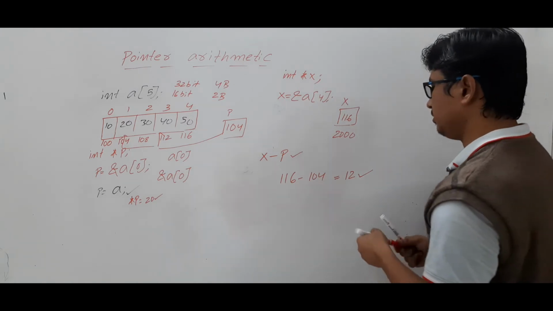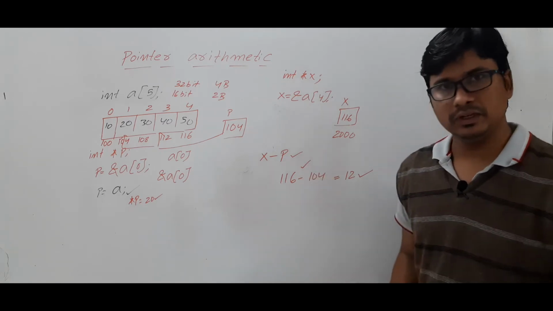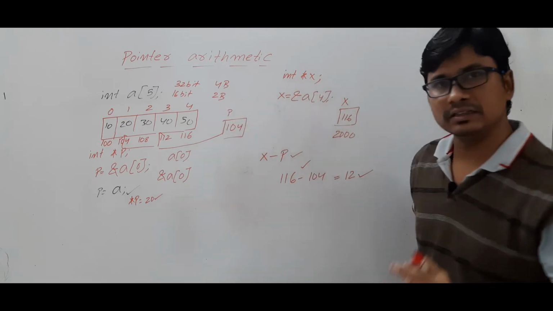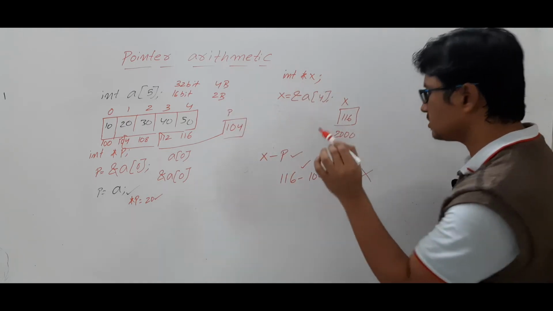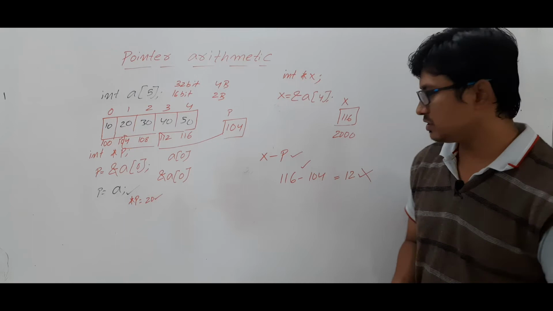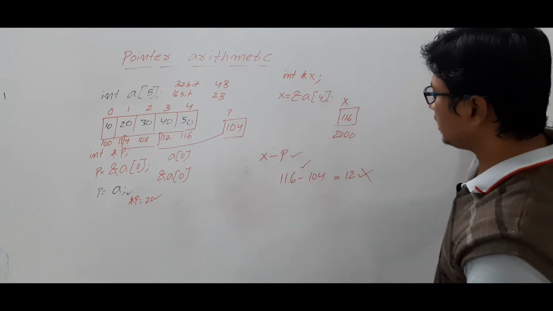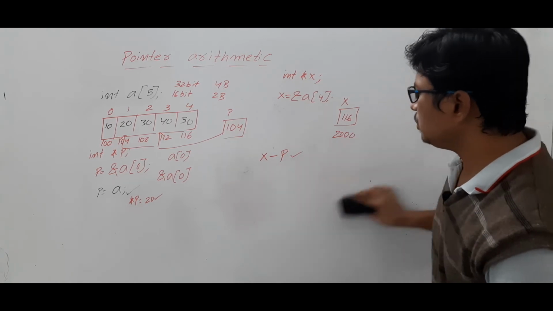Now this is wrong, but I will say that this is valid. You can subtract an address from another address. That is valid, but I will not say that this is 12. Sorry, again you are confusing, sir. 116 minus 104 is 12 only. Why are you saying it is wrong? Again, let me discuss for you. Now look at this one.